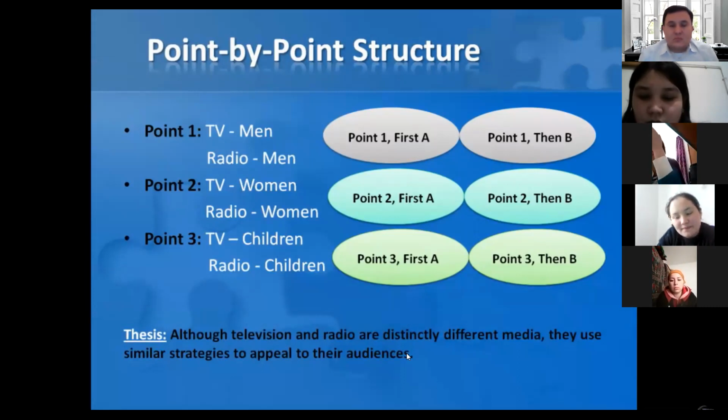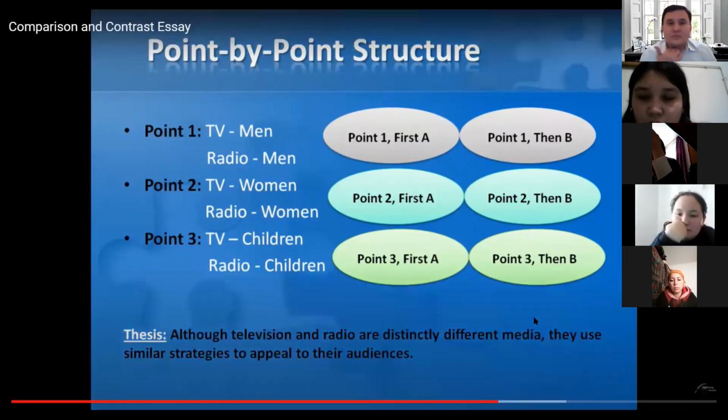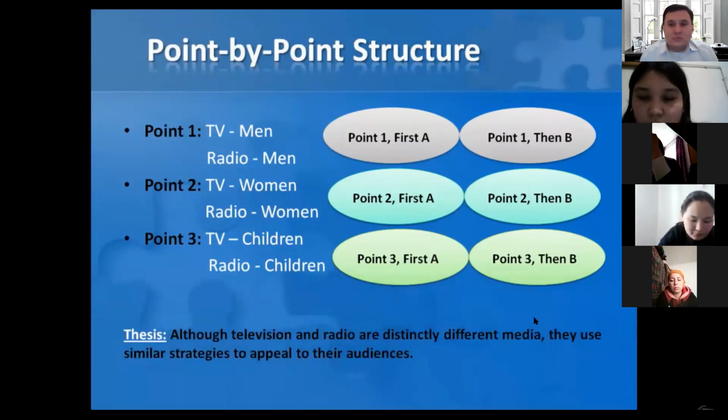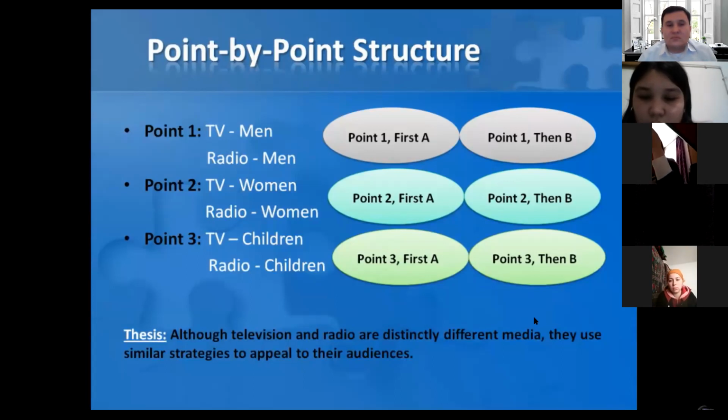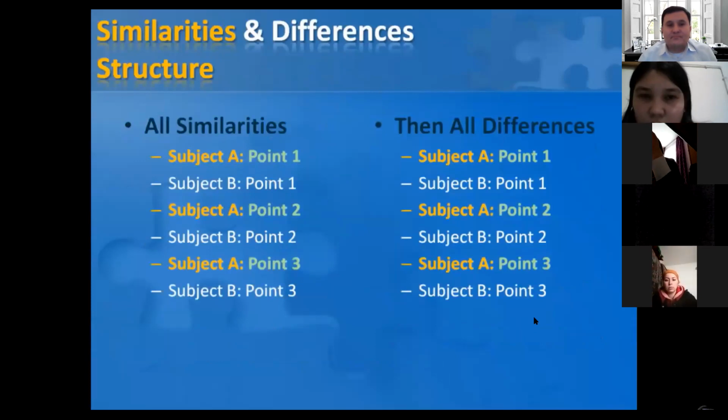That's point one. Well, you will talk about how television marketing uses sexy voices, and then you'll talk about how radio marketing uses sexy female voices when it comes to marketing towards men. So you have your point, whatever your point is, sexy female voices, and then you talk about how they do it in TV and then how they do it in radio. And here's yet a third option on how to organize your comparison and contrast essay.